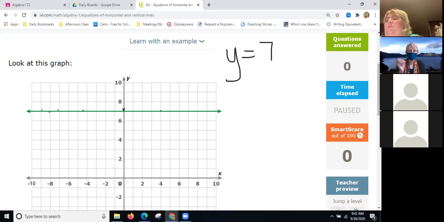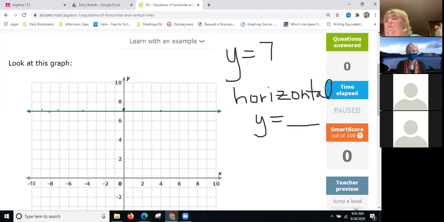So if you have a horizontal line, any horizontal line, horizontal like the horizon, straight across, it's always going to be y equals some number. And it's just wherever it's going through the y-axis, because that's what y is always equal to.